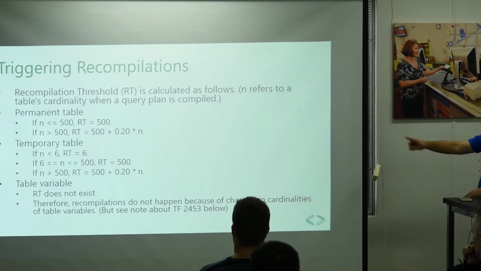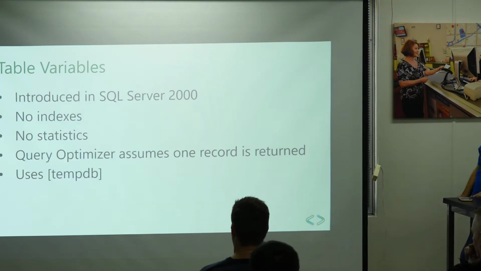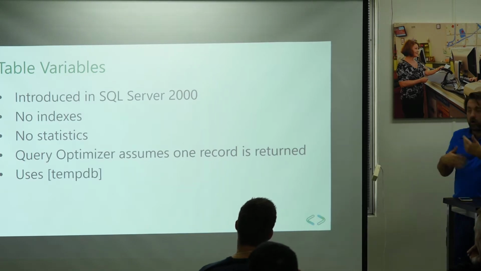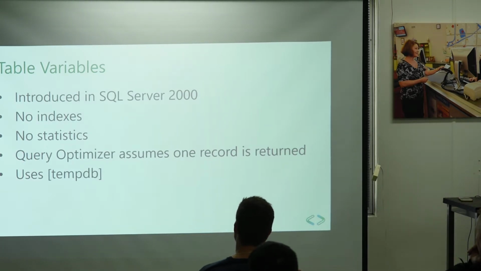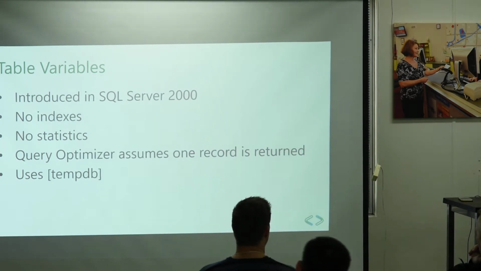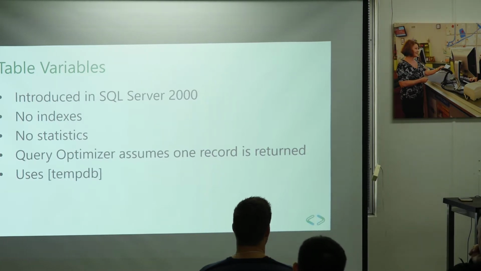So as you can see, it's all because of cardinality estimation, so statistics, and if you modify enough records, and it's quite a small threshold for temporary tables, you trigger recompilation, so that's something you need to watch out for. Table variables were introduced in SQL Server 2000. They don't support indexes, they don't support statistics. So the idea is you don't have that recompilation problem, but the big problem with table variables is that the query optimizer assumes that it returns one record for the result set. So if you're returning 100 million records or 10 million records, then obviously the execution plans can be suboptimal because you're not really returning one record.